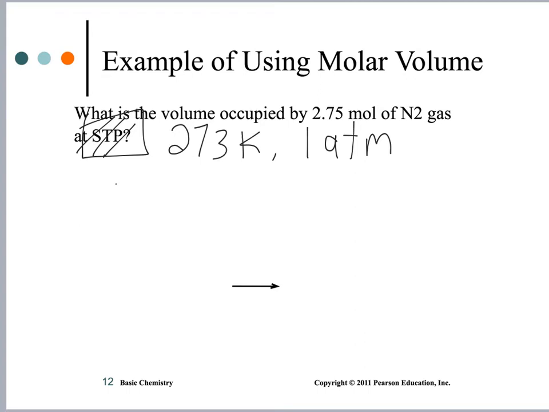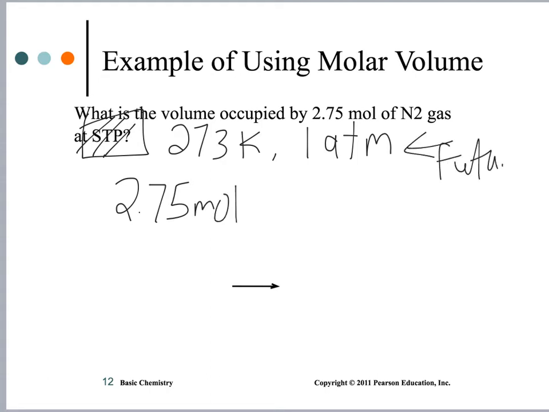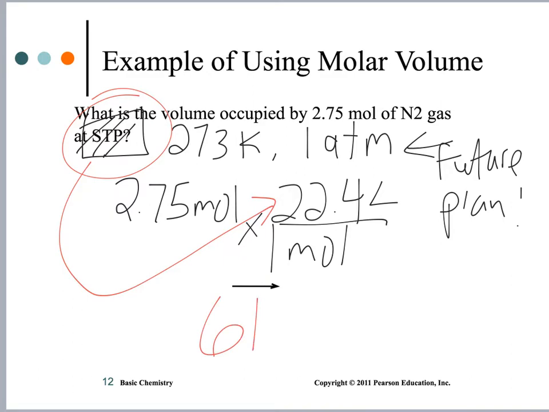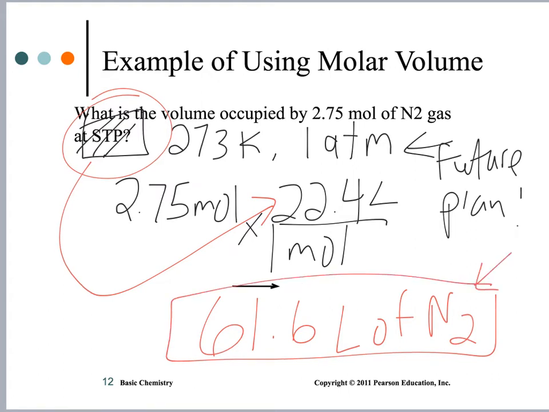We're going to take our 2.75 moles. Again, this is just future planning. 2.75 moles times 22.4 liters per 1 mole. When can we use that? When it says STP, we can use 22.4 liters. We get 61.6 liters of N2. Box my answer. I labeled everything. I have N2, and I'm good to go.